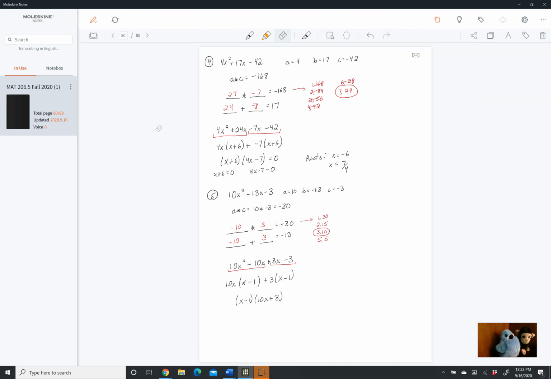And so we set it equal to 0. We get x minus 1 is equal to 0. And 10x plus 3 is equal to 0. That gives us roots of x equals 1 and x equals negative 3 over 10.